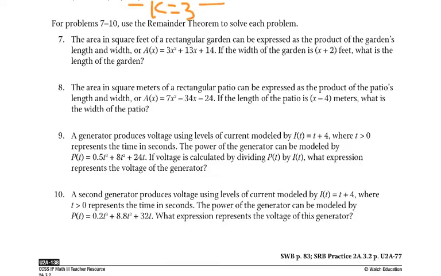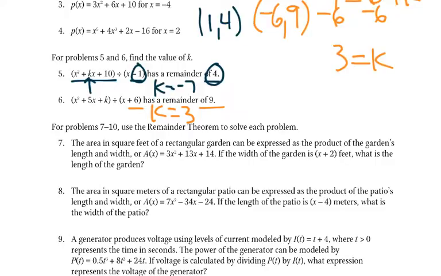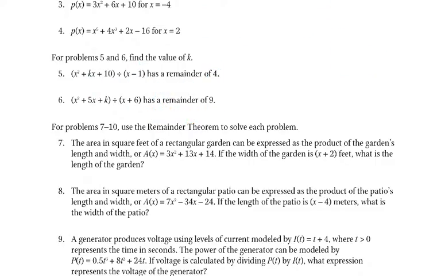Alright. Now the rest of them are just story problems, but they essentially want us to divide these all. The area in square feet of a rectangular garden can be expressed as a product. So we've got one, area is width times length equals area. So if we have one and we're finding the others, we just divide. That's all they're saying. So plus 2, so synthetic division, that's negative 2.